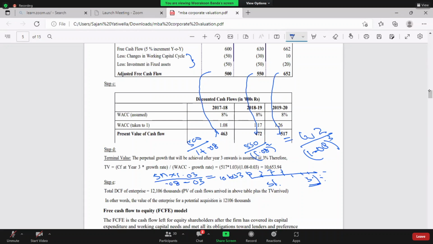The present value of free cash flows from the third year, meaning starting from year 4 for the entire remaining period, is 10,653. In addition, we have to add the present value of 463, the present value of 472, and the present value of 517. This indicates the total discounted cash flow of the enterprise: 12,106,000. Within the bracket are the present values of cash flows arrived at in the above table, plus the terminal value of 10,753. In other words, the value of the enterprise for a potential acquisition is 12,106,000.